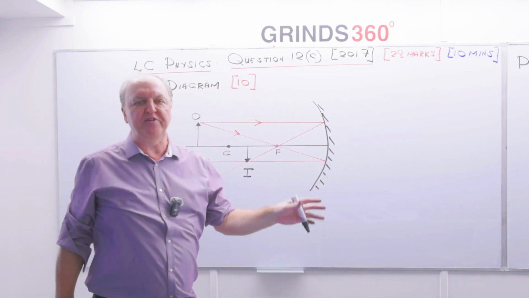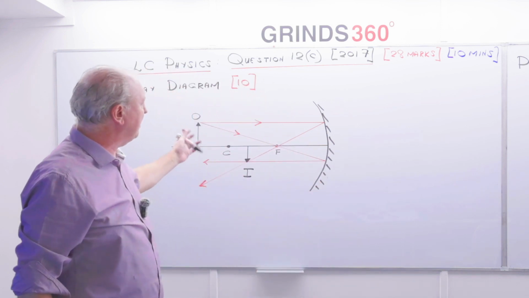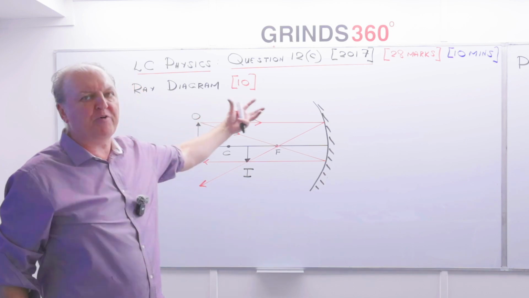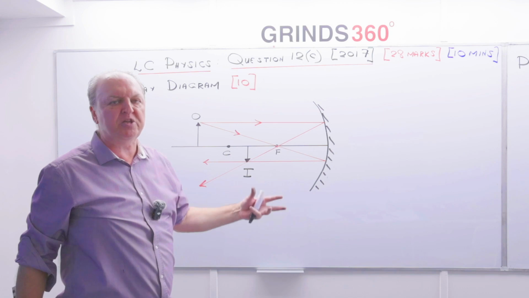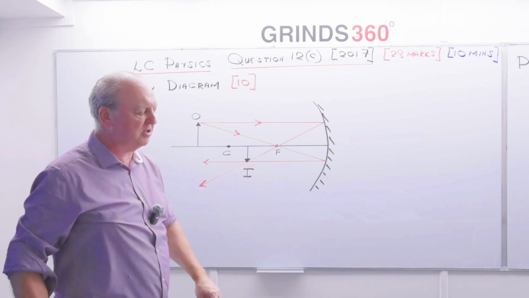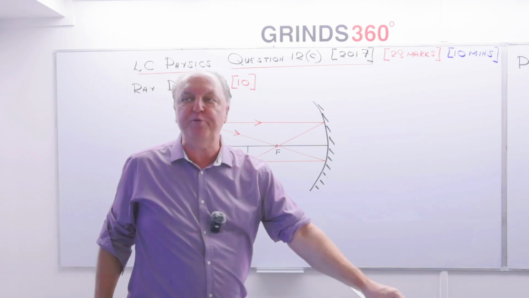No, just draw the ray diagram. No explanation needed, no nature of the image, anything like that. There's 10 marks for that. So once they see you're using two rays, they correctly meet and so on, you will get your 10 marks. Then we want to go on to the problem part of it.